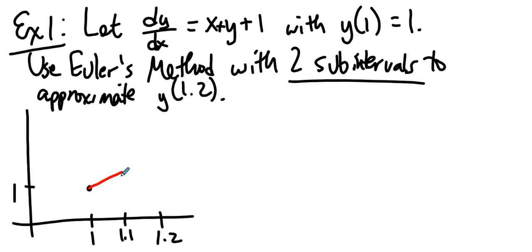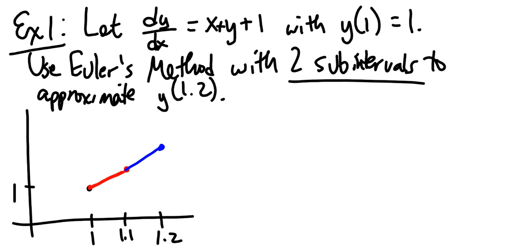So we're going to figure out what the slope of the tangent line is at x equals 1. We're going to ride that tangent line to here. Then we're going to figure out where we are, and then figure out what the slope of the tangent line is at that point, and ride a different piece of tangent line to x equals 1.2, and whatever this y value is will be our approximate y value at x equals 1.2.